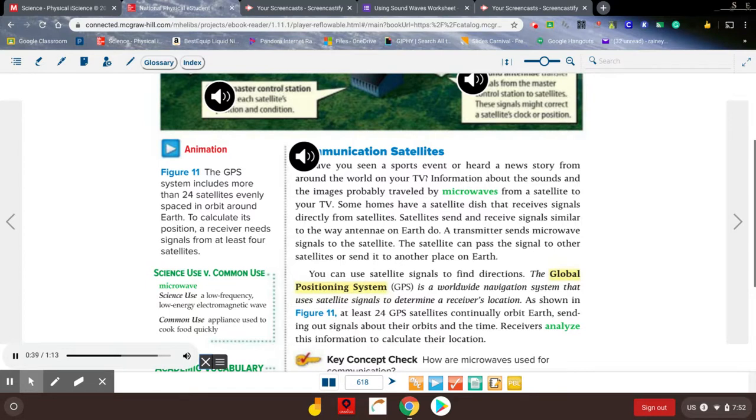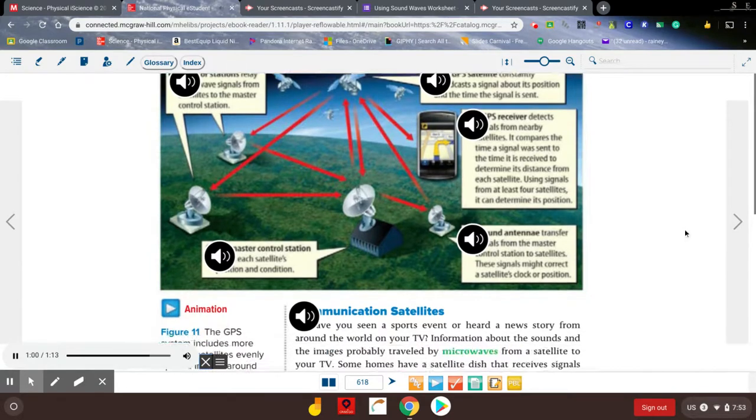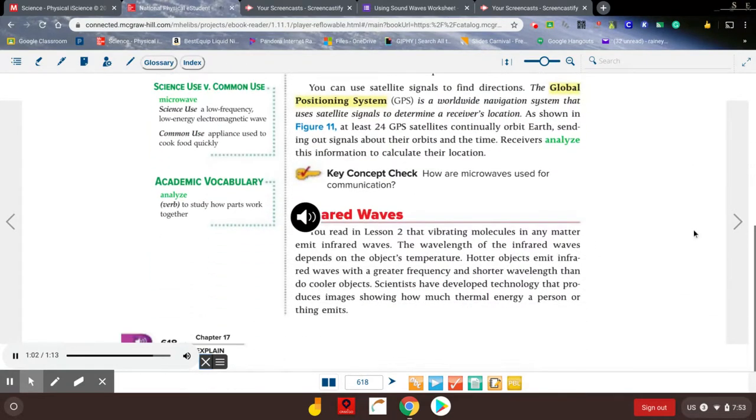You can use satellite signals to find directions. The Global Positioning System, GPS, is a worldwide navigation system that uses satellite signals to determine a receiver's location. As shown in Figure 11, at least 24 GPS satellites continually orbit Earth, sending out signals about their orbits and the time. Receivers analyze this information to calculate their location. Key concept check. How are microwaves used for communication?